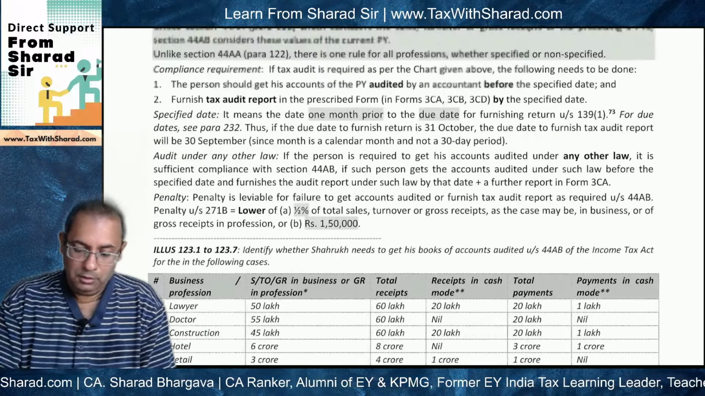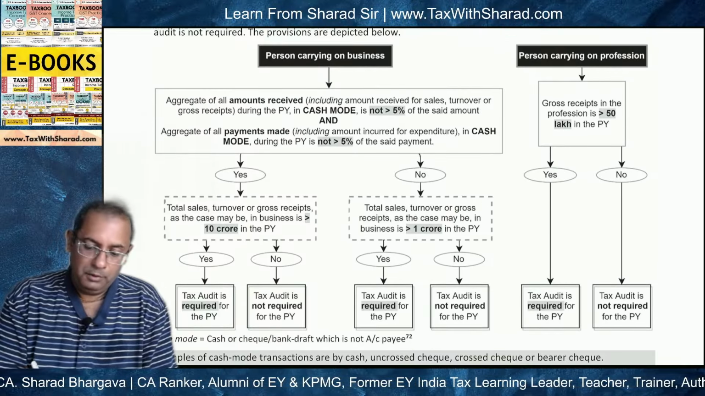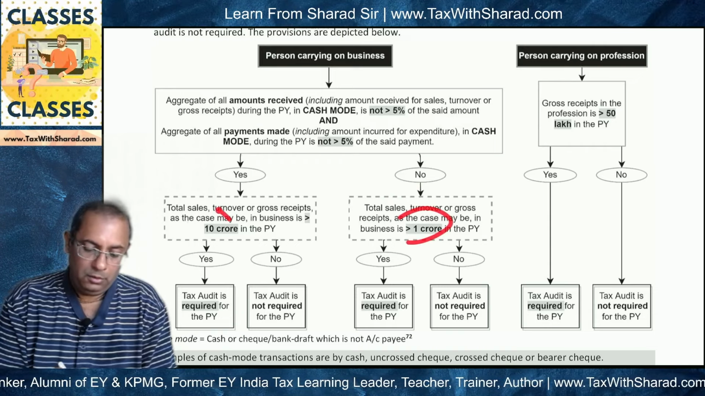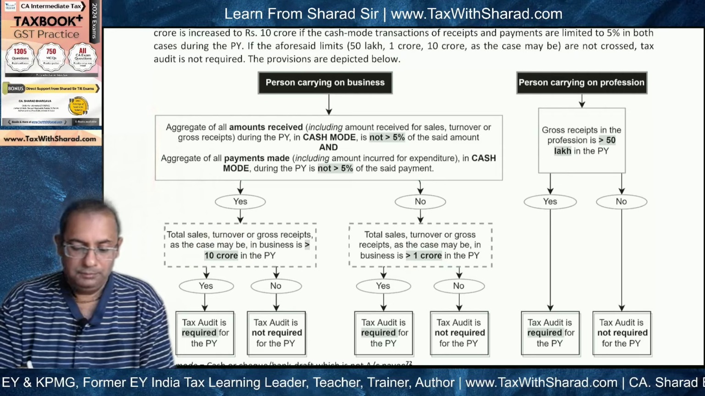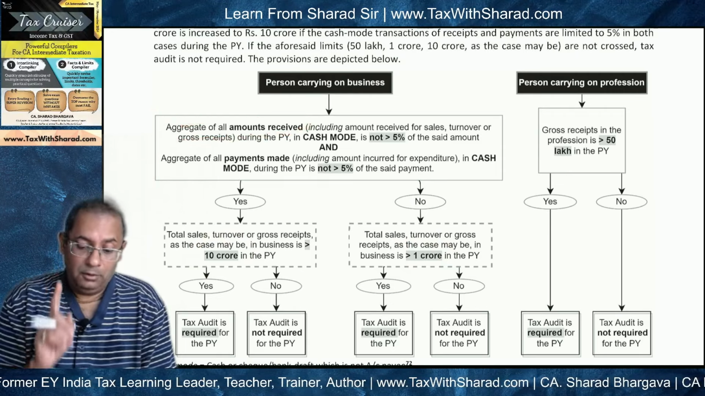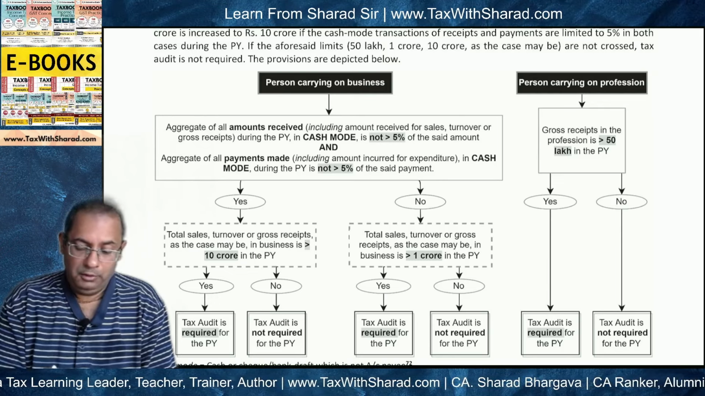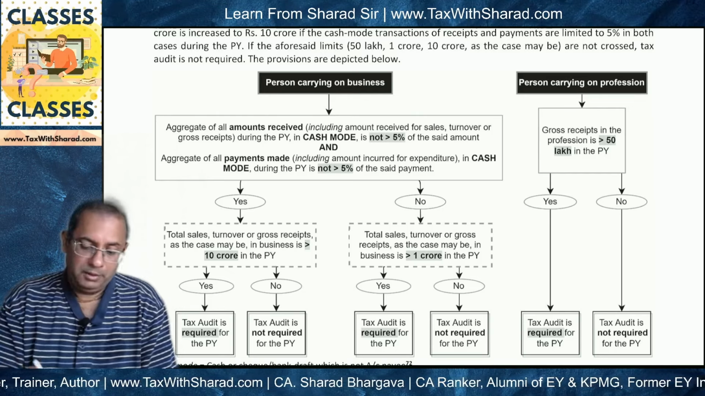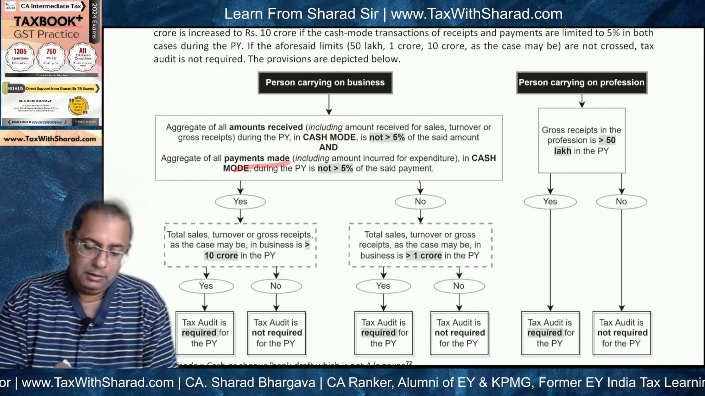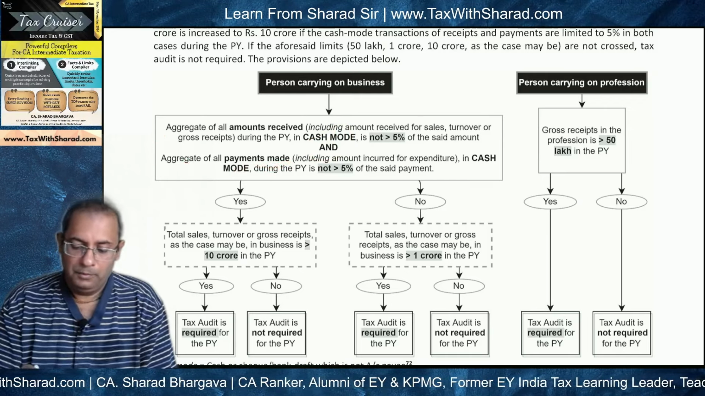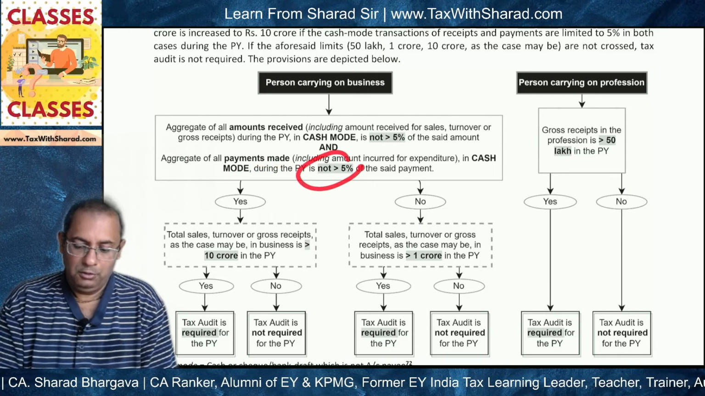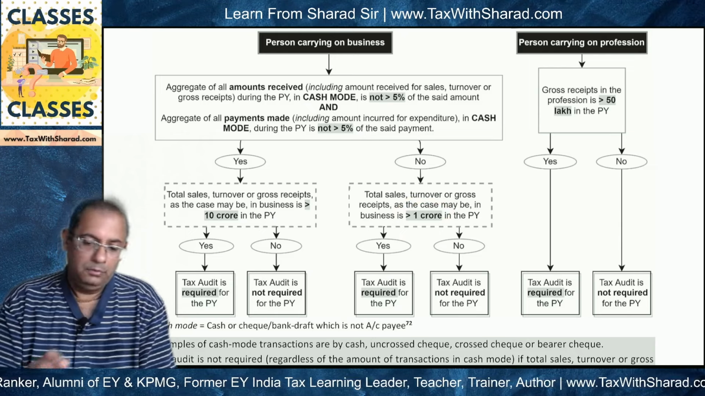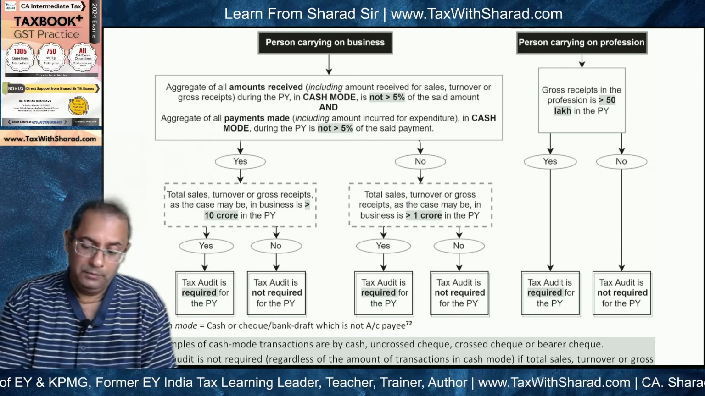For that, we need to check the provisions of tax audit. And if you see, this is the chart for tax audit. For a person carrying on business, total sales turnover or gross receipts is to be considered, and the limit for tax audit is either 1 crore or 10 crore, and this depends on these twin conditions. If the aggregate of all amounts received, including amount received for sales turnover or gross receipts during the previous year in cash mode, is not more than 5% of the said amount, and the aggregate of payments made, a similar condition for payments as well, aggregate of all payments made including amount incurred for expenditure in cash mode during the previous year is not more than 5%. If both of these get satisfied, then the enhanced limit of 10 crore applies, else the limit for tax audit becomes 1 crore. So we need to check in our case whether 1 crore is applicable or 10 crore is applicable.